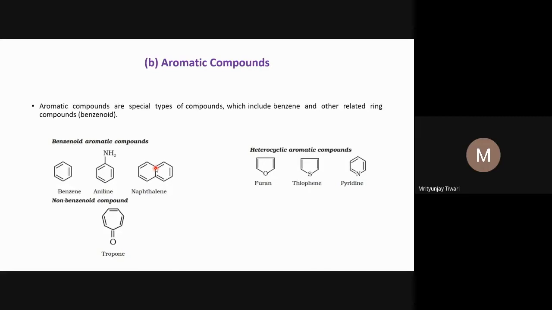So the aromatic compounds are a special type of compounds which include benzene and other related compounds. These compounds are called benzenoid compounds. Aromatic compounds could be benzenoid aromatic compounds, non-benzenoid aromatic compounds, or heterocyclic aromatic compounds that we have seen. The benzenoid aromatic compounds are those with a benzene base.